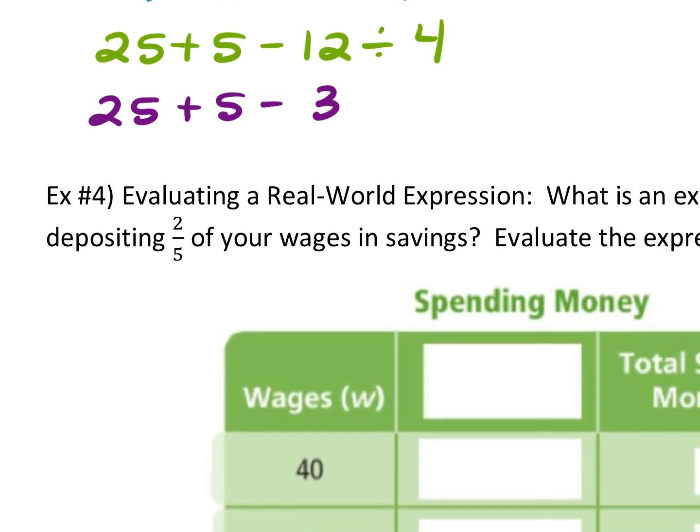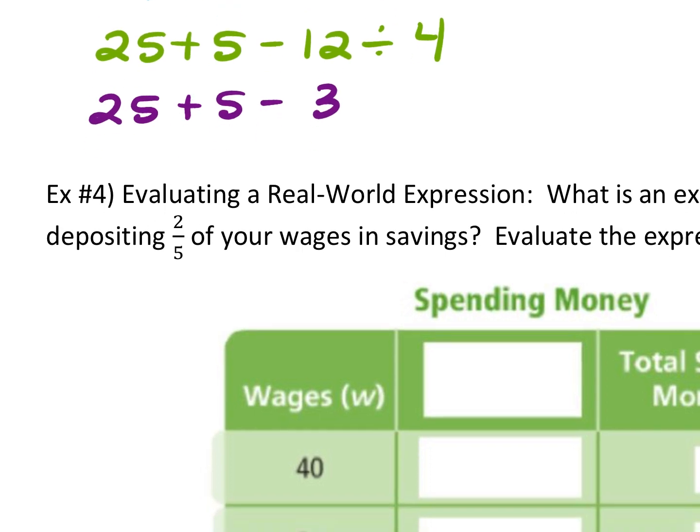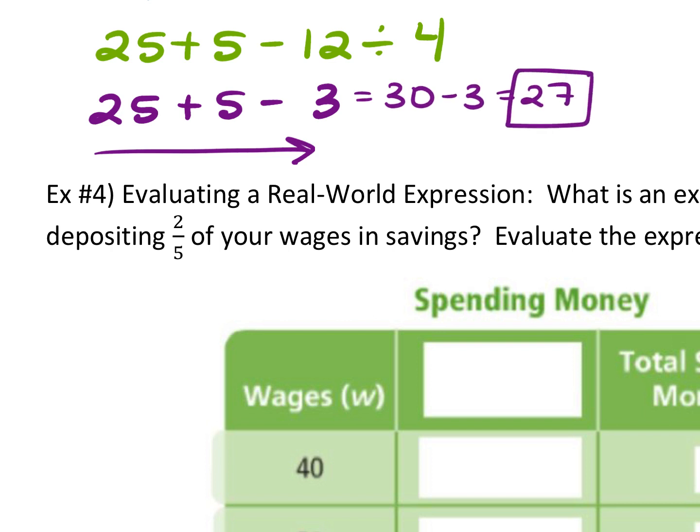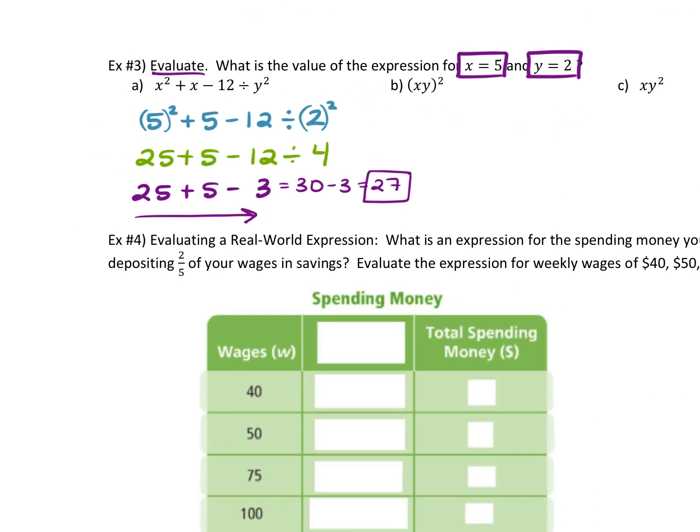What do you do here? Add 5. You go left to right. The only thing left is plus and minus. You're going to work your way from left to right. So you're going to go 25 plus 5 is 30, and then you're going to subtract 3 and get 27. Did you get 27? Awesome.